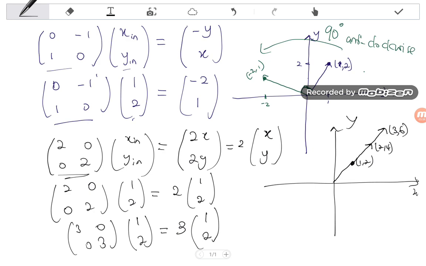Right, so what this matrix does is that it stretches out the length scale of your vector, and the first one is to rotate it. So this is a scalar, and then the first one is by rotation.